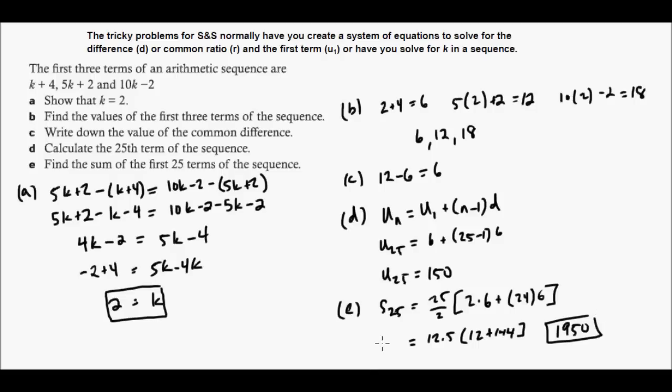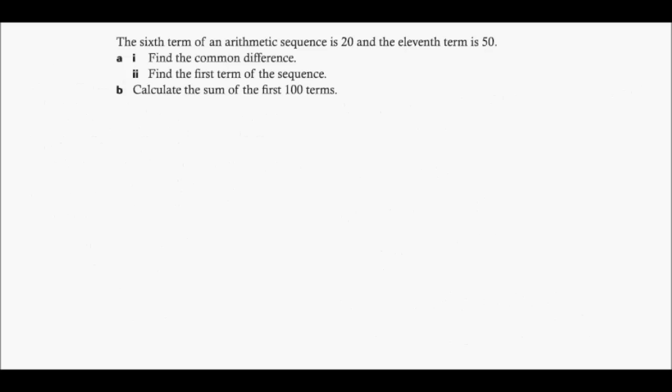That's an easy problem, normally, with an arithmetic sequence. Okay. Ooh, it's 150. Difference is 6. Okay, and that's pretty good. Okay, so now let's go on to some systems of equations problems. For this one it says the sixth term of an arithmetic sequence is 20, the 11th term is 50. Find the common difference and the first term.